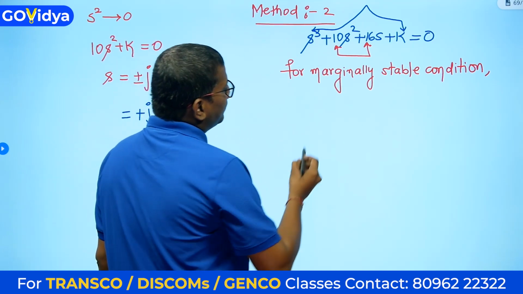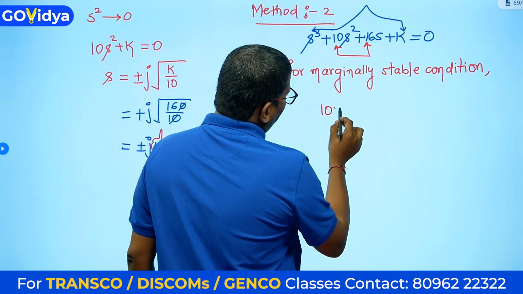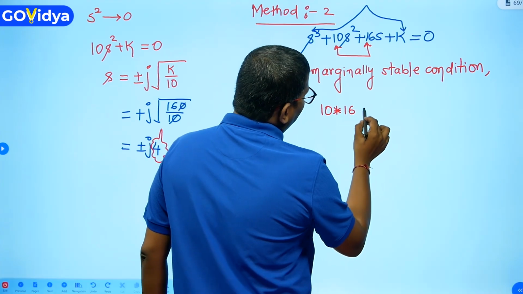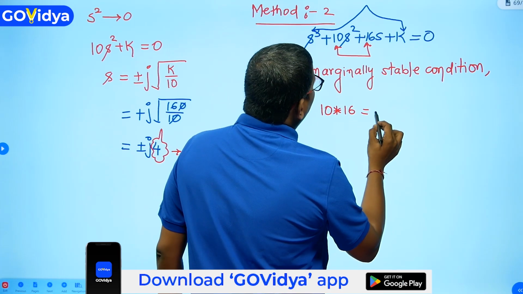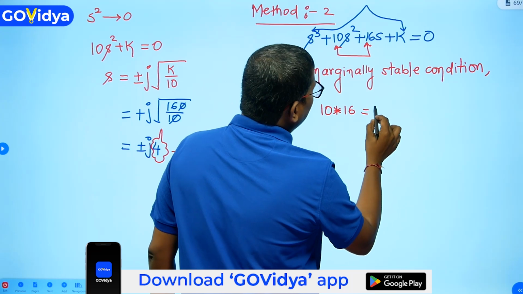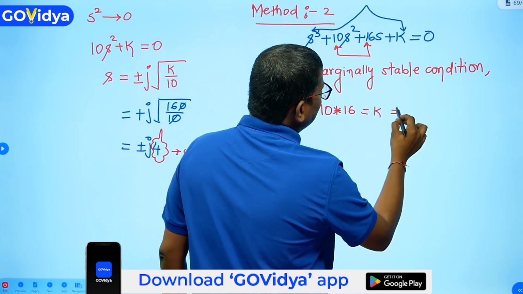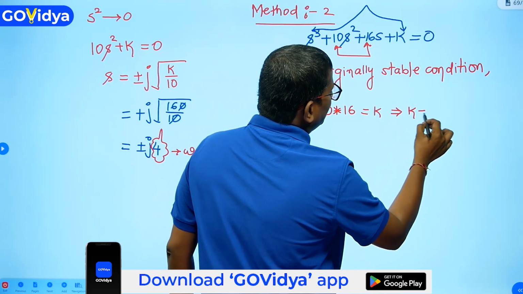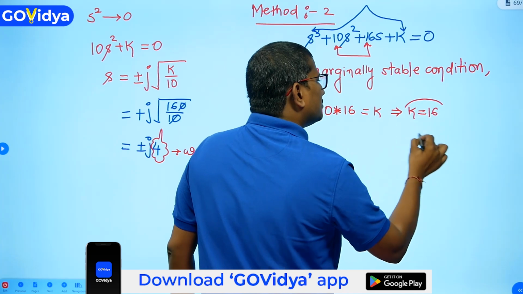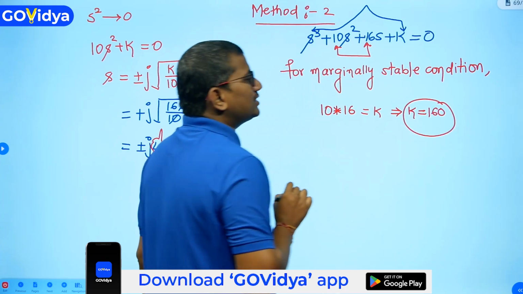What is the inner product? 10 into 16, and the inner product is this, the outer product is k. Therefore, directly can I say k is equal to 160? K is equal to 160.